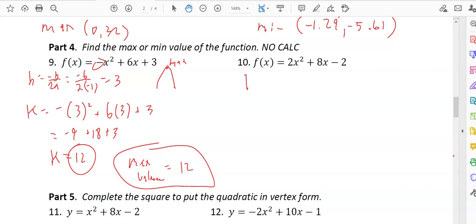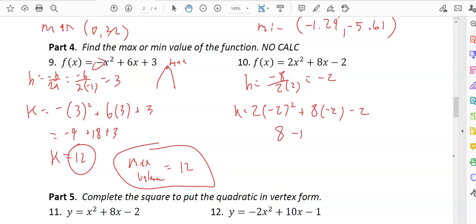This one, again, H equals opposite B over 2A is, let's see, 8 over 4 is 2, but that's going to be negative 2. So now we're going to plug in everywhere there's an x for our K value. It's going to be negative 2 squared in parentheses plus 8 times negative 2 minus 2. So that's 2 times 4 is 8 minus 16 minus 2.